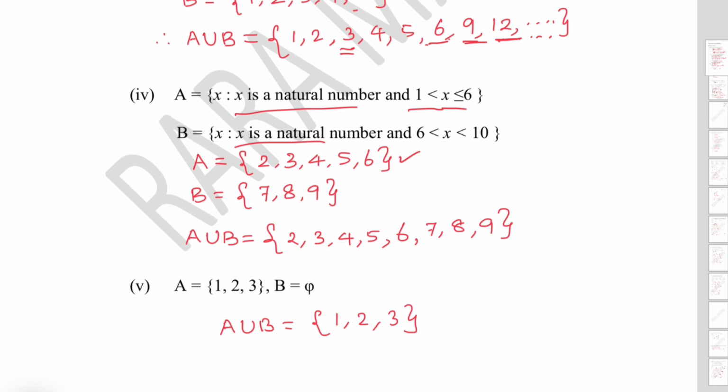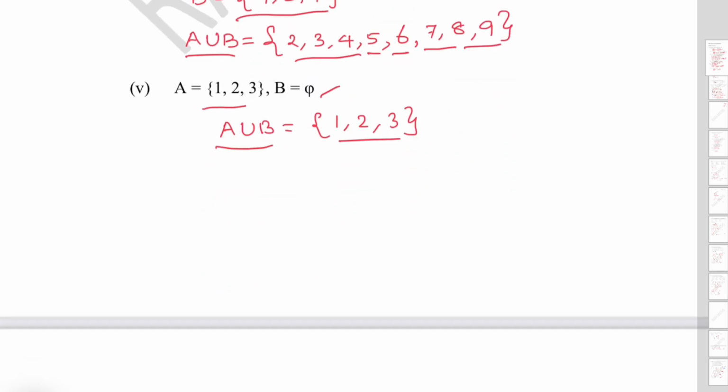Then set b is natural numbers with 6 less than x less than 10. So 6 and 10 are not included, they are open interval, not included. Therefore it starts from 7 and ends at 9. So set b is 7, 8, 9. Therefore a union b is, you write down all the elements of a and the elements of b put together, you get 2, 3, 4, 5, 6. Then elements of b 7, 8, 9. And for the fifth question, a is 1, 2, 3. Set b is empty. So a union b is just 1, 2, 3 because b is empty, no elements.